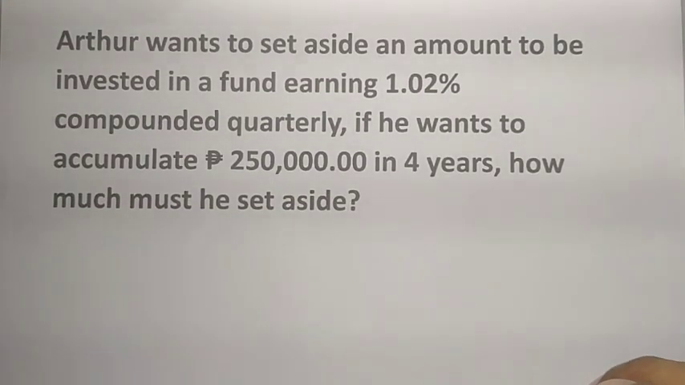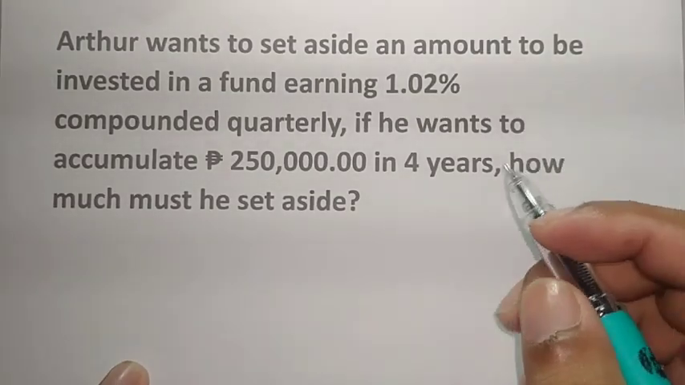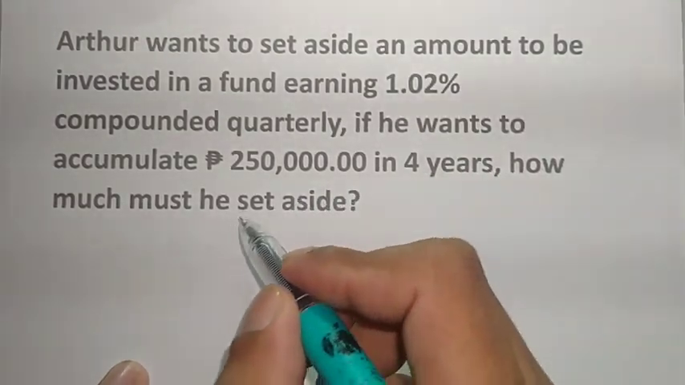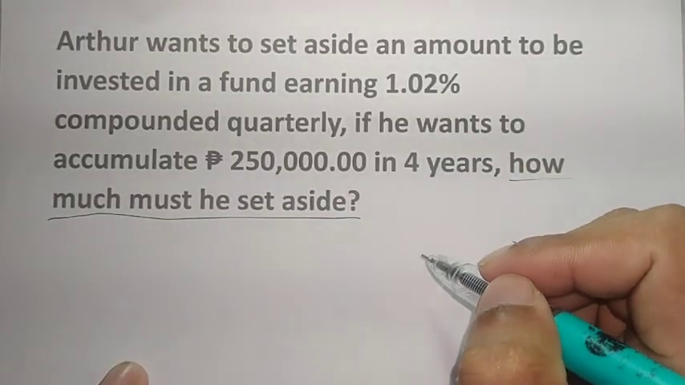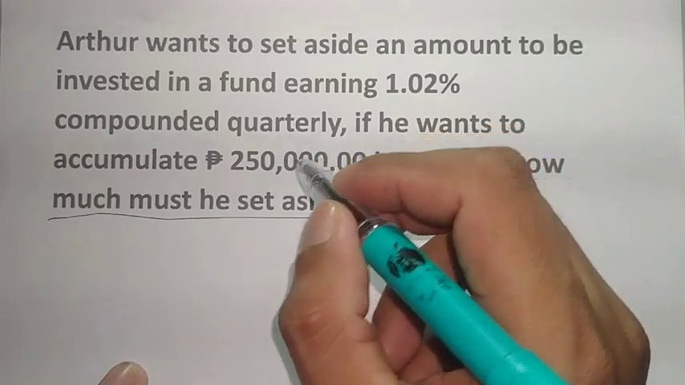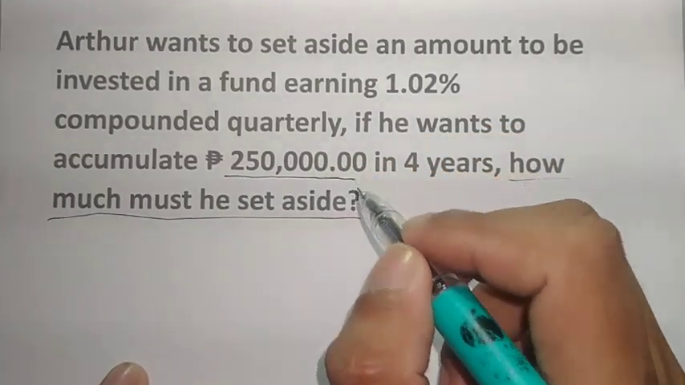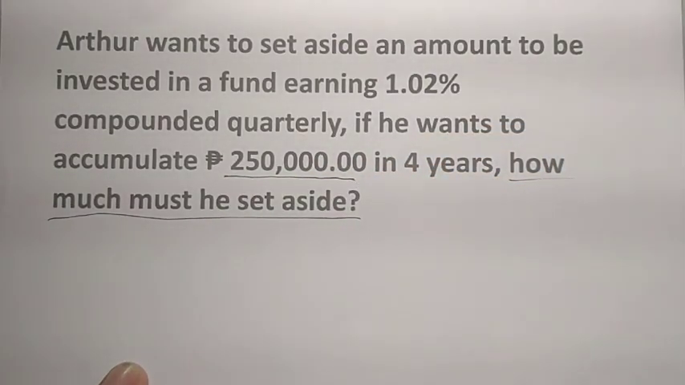Let's have another example. Arthur wants to set aside an amount to be invested in a fund earning 1.02% compounded quarterly. If he wants to accumulate 250,000 in 4 years, how much must he set aside? So if you can understand this problem, what we are looking for here is how much must he set aside, or the principal, in order to have a future value of 250,000 in 4 years.